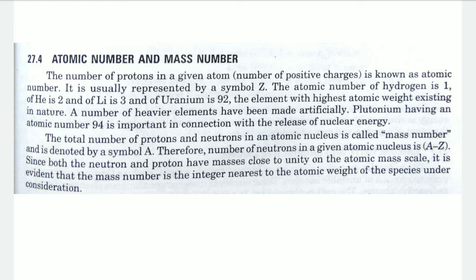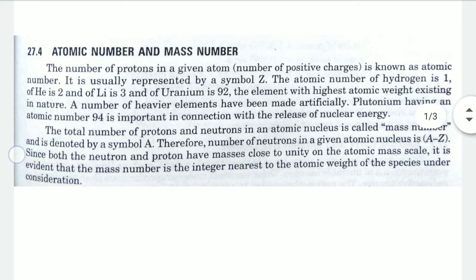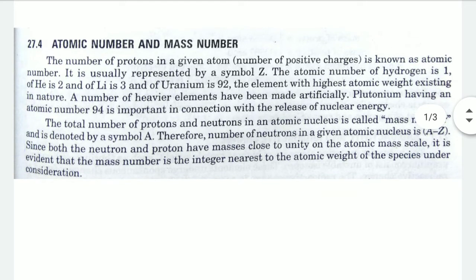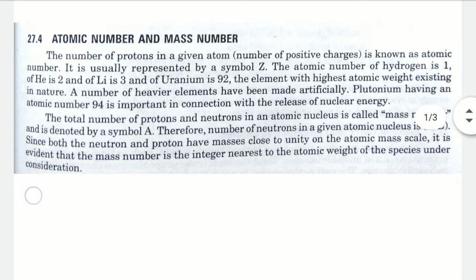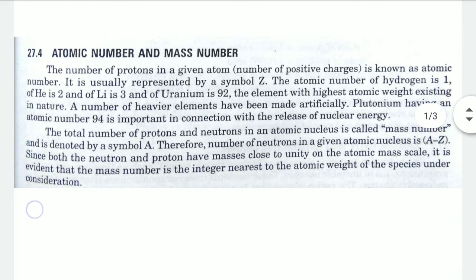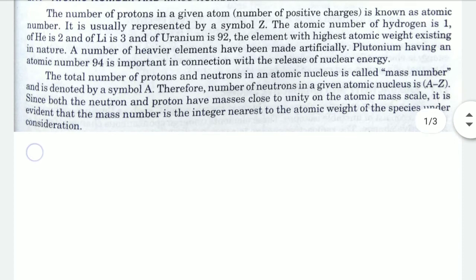Since both the neutron and proton have masses close to unity on the atomic mass scale, it is evident that the mass number is nearest to the atomic weight of the species under consideration. Whichever species we consider for this study, the mass number is nearest to its atomic weight. Neutrons and protons are present in the nucleus.